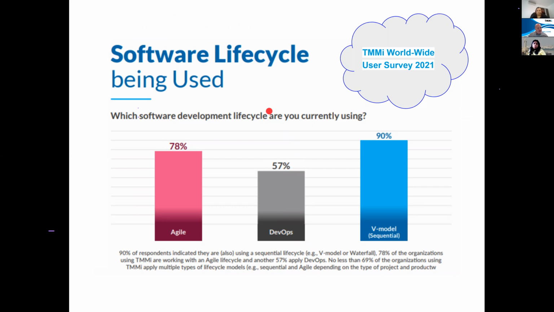There's a common misconception that TMMi is only for waterfall. Next month, I think, Rex Black will be doing a webinar on using TMMi in Agile DevOps environments. Going back to that worldwide survey, here's how the organizations that have had assessments done so far break out. 78% of those assessments were done in Agile environments, 57% of those environments were DevOps, and 90% of them are some sort of waterfall-ish sequential life cycle. So the organizations getting value out of using TMMi as an assessment framework are using all the modern development and delivery mechanisms.